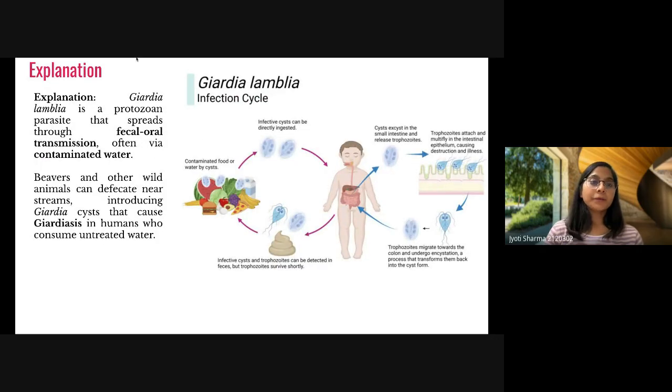So just see here the explanation part. Giardia lamblia is the protozoan parasite that spreads through fecal-oral transmission, often via contaminated water. And as in the picture, you can see how this particular protozoan parasite can infect the food, and how, if we ingest it, it can give us the infection.